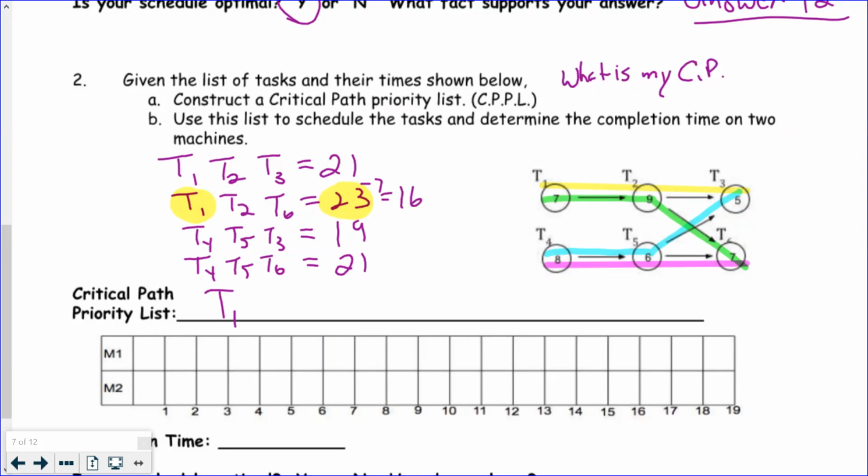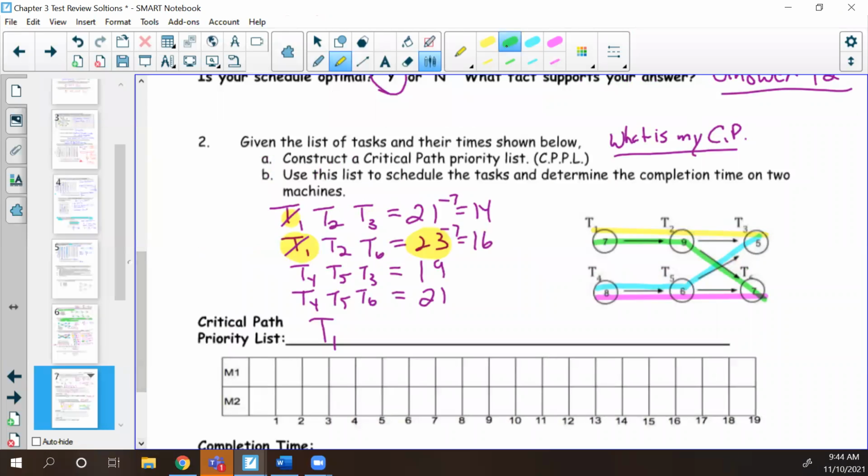And then I look in my list and see if there's another task 1. Well, there is. The first one has task 1 in it. So I have to subtract that completion time off that total, so I get 14. Now I've subtracted that off, I cross it out, and I ask my question again: what is my new critical path? And it's what?